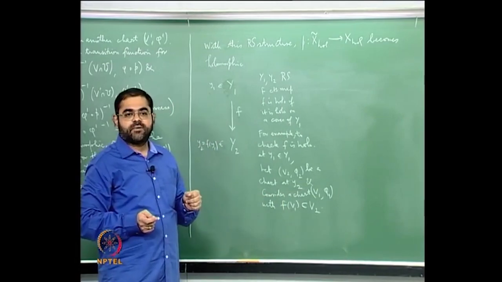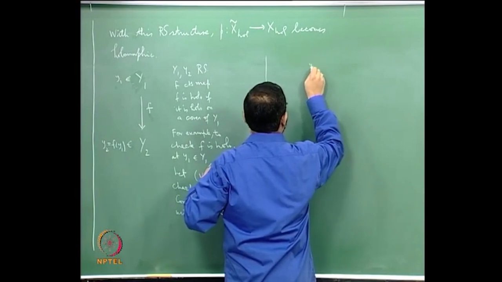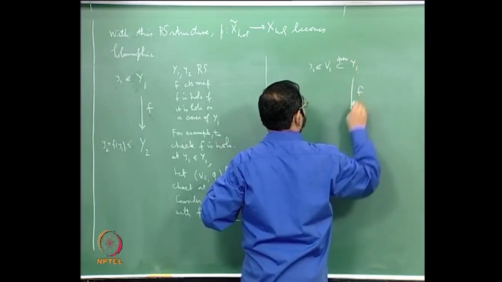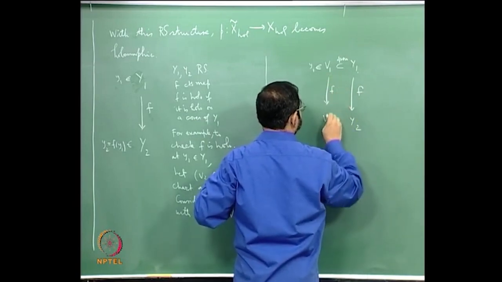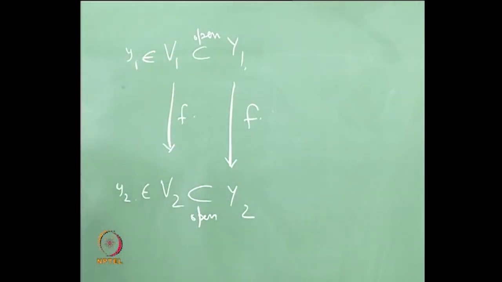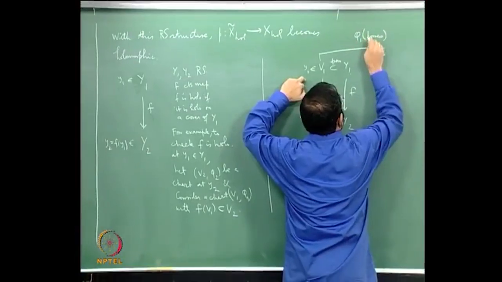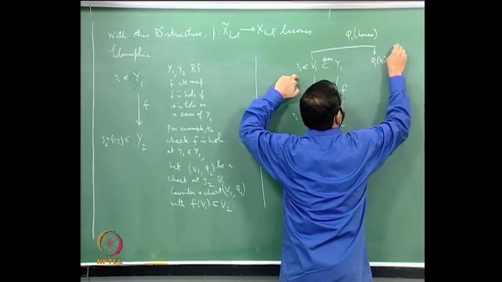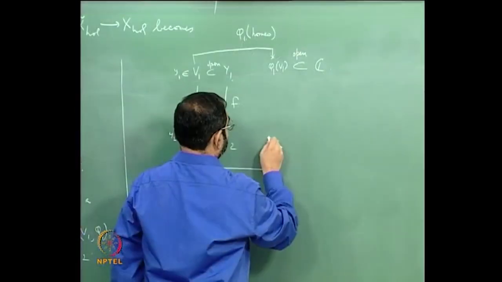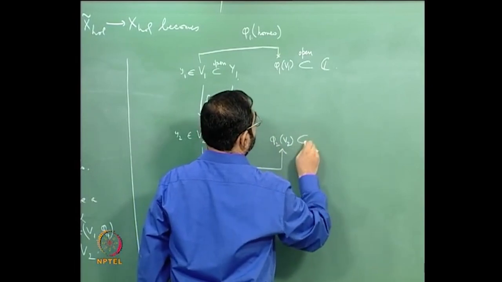Once you fix this, how do you check that the map f is holomorphic? What you do is the following. You have y1 here sitting inside V1, which is an open subset of Y1, and f is going to go from Y1 to Y2. It's going to take V1 to V2, which is also open and contains y2. Now from V1 there is a chart phi1, a homeomorphism onto phi1 of V1, which is an open subset of the complex plane. And from V2, you have phi2, a homeomorphism onto phi2 of V2, which is an open subset of the complex plane.